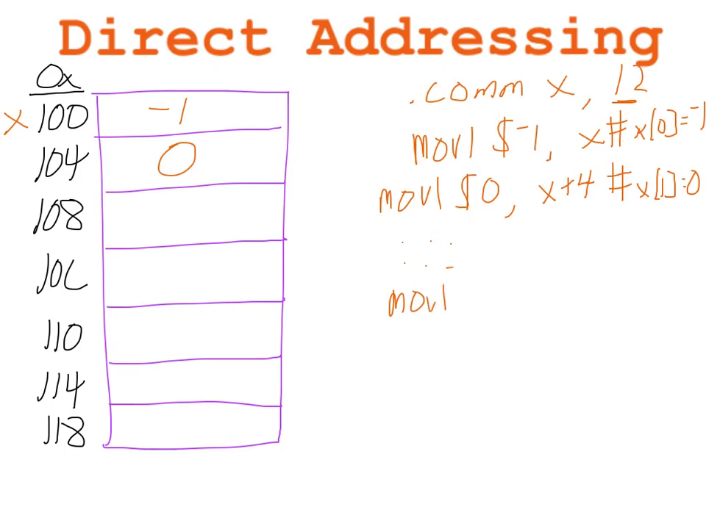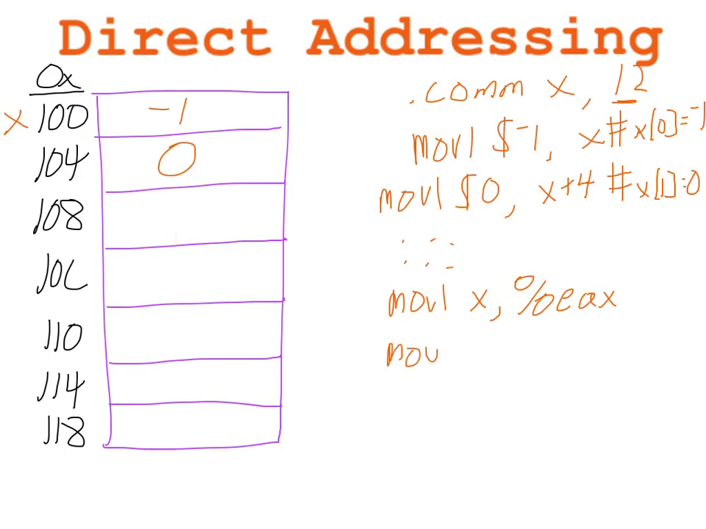Move L x, so go to address 100, which is x. We need to copy that to some location. Let's say we move it to the A register. So now we have -1 stored in the A register. Now we want to move that into x of 2.